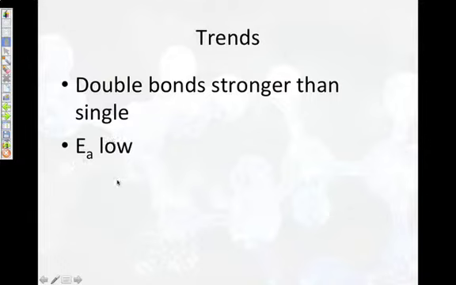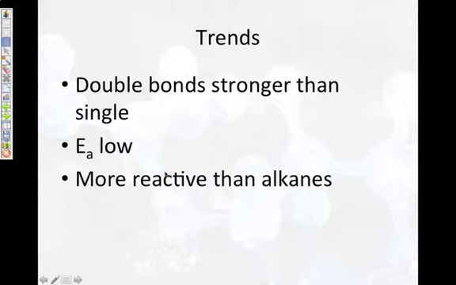The activation energy, EA, is lower than the alkanes were. So it doesn't take a whole lot of energy because it's slightly unstable from having those close carbon-carbon bonds. And it's easier to react. So it's more reactive than the alkanes.